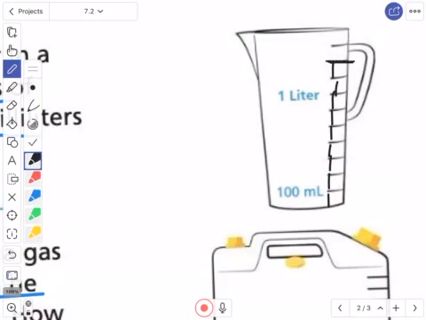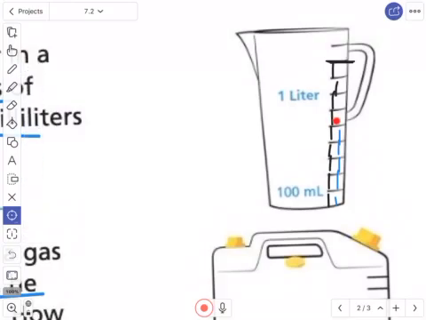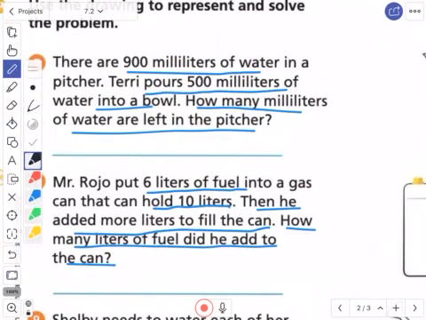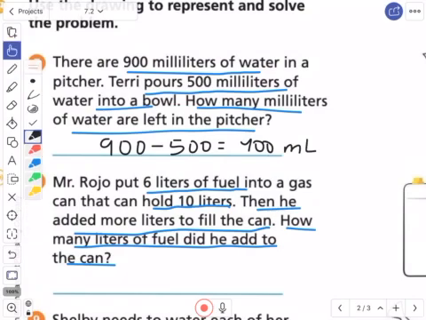And he pours out 500. So it'll be 100, 200, 300, 400, 500. Now I can figure out how many he has left. 1, 2, 3, 4. So 400. And if I'm doing my equation over here, 900 minus 500 equals 400 milliliters. I'm just going to write that ml for short.